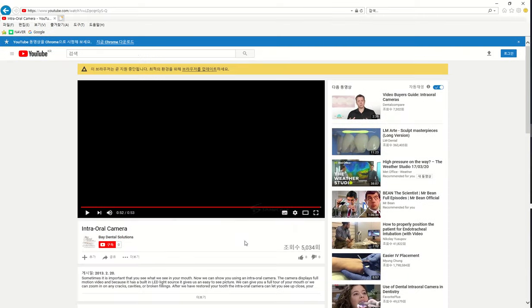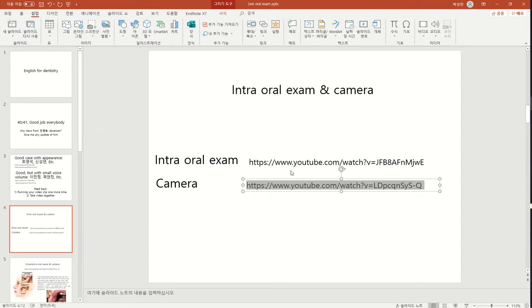As you see, this intraoral camera is very important to persuade the patient. You should treat this tooth because it is cracked, it is broken, or you have tooth decay on this tooth, so you have to treat it. As you know, believing is everything from the point of view of the patient. So you have to show them that this should really be treated.